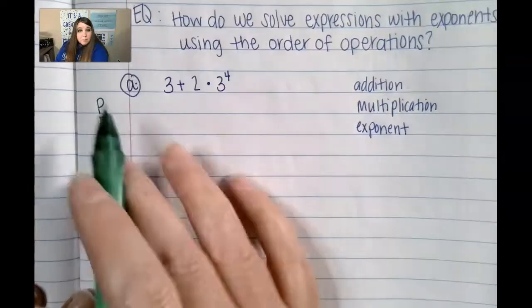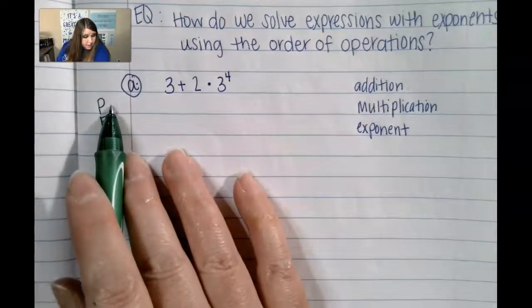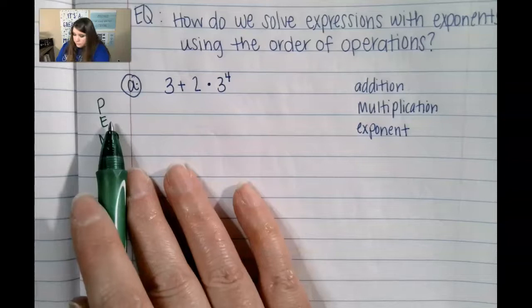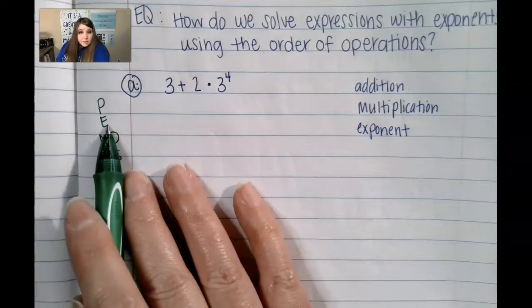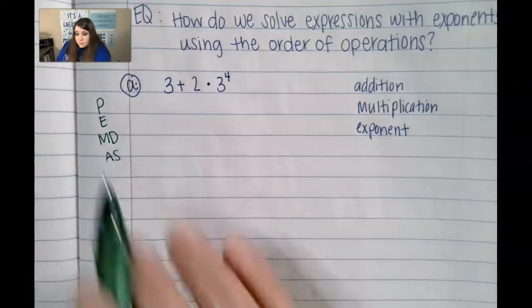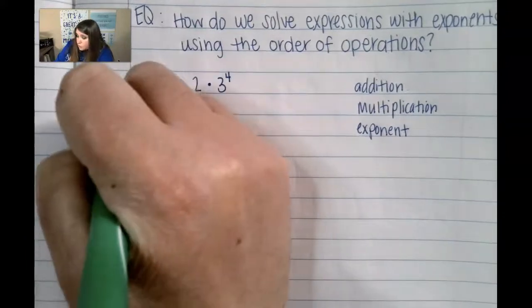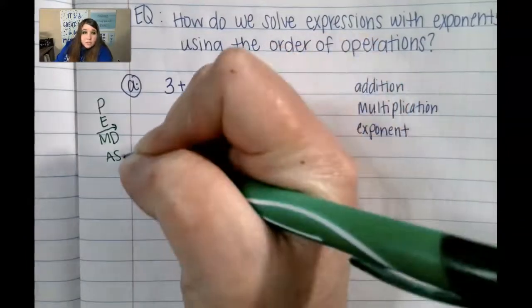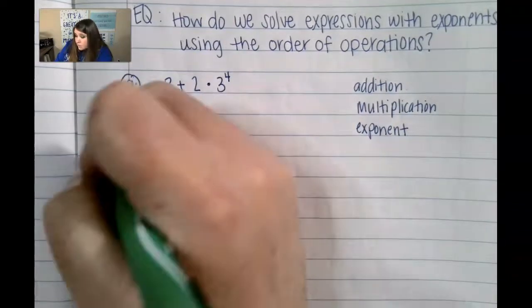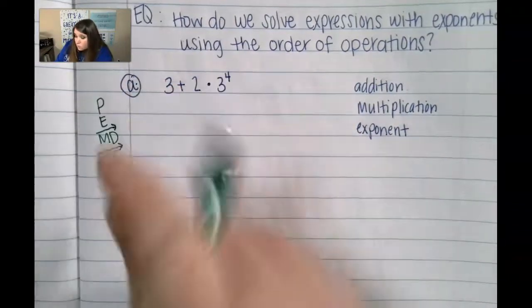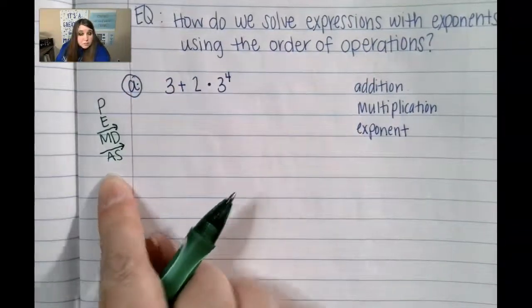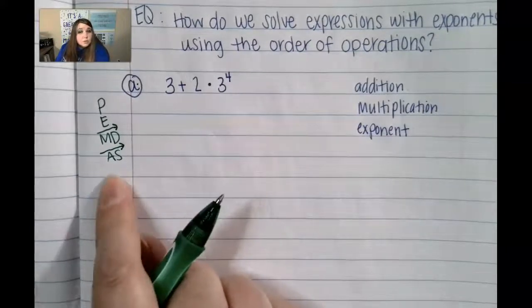Now I remember that P is parentheses and E is exponents. Multiplication and division, I'm going to do that from left to right. No matter what comes first, I do left to right. Same thing with addition and subtraction. It doesn't matter what order. If subtraction comes first, I'm going to do that. If addition comes first, I will do that.